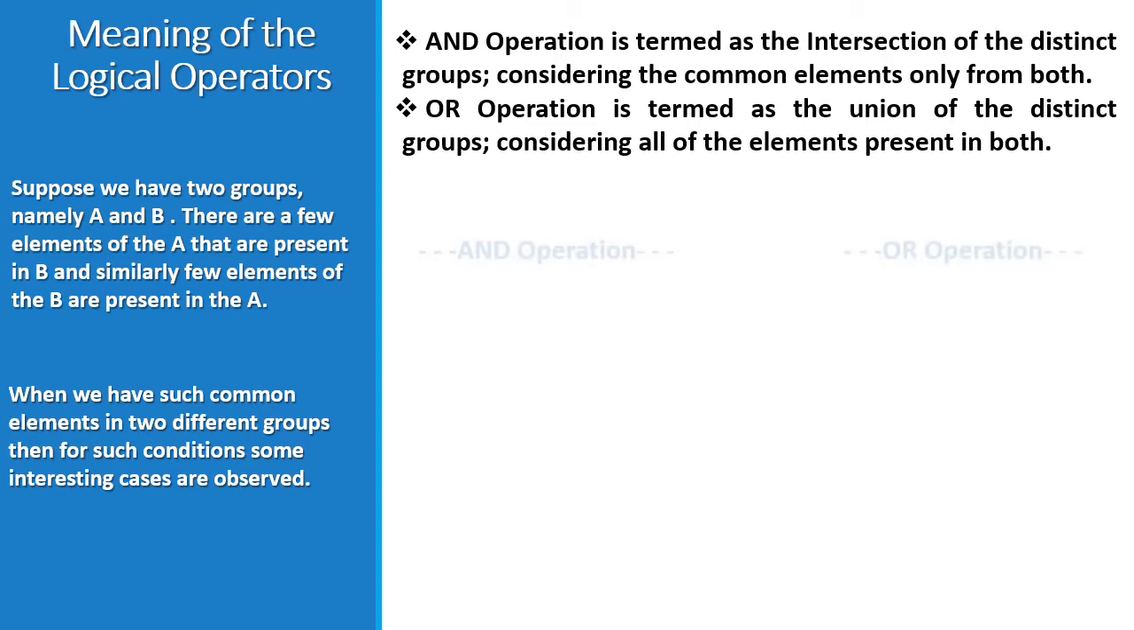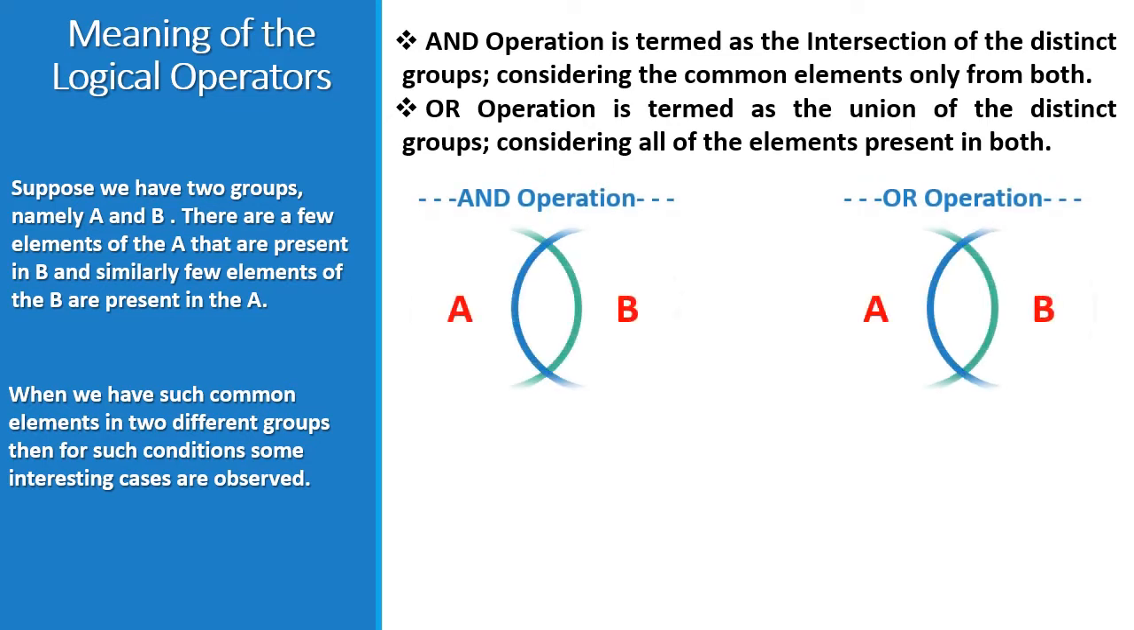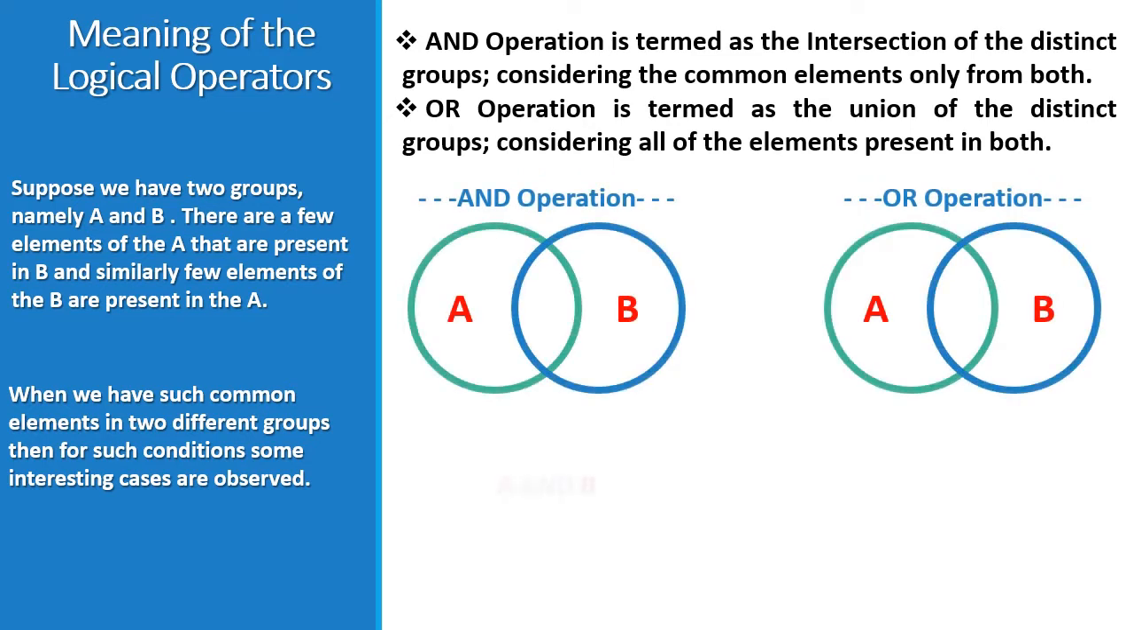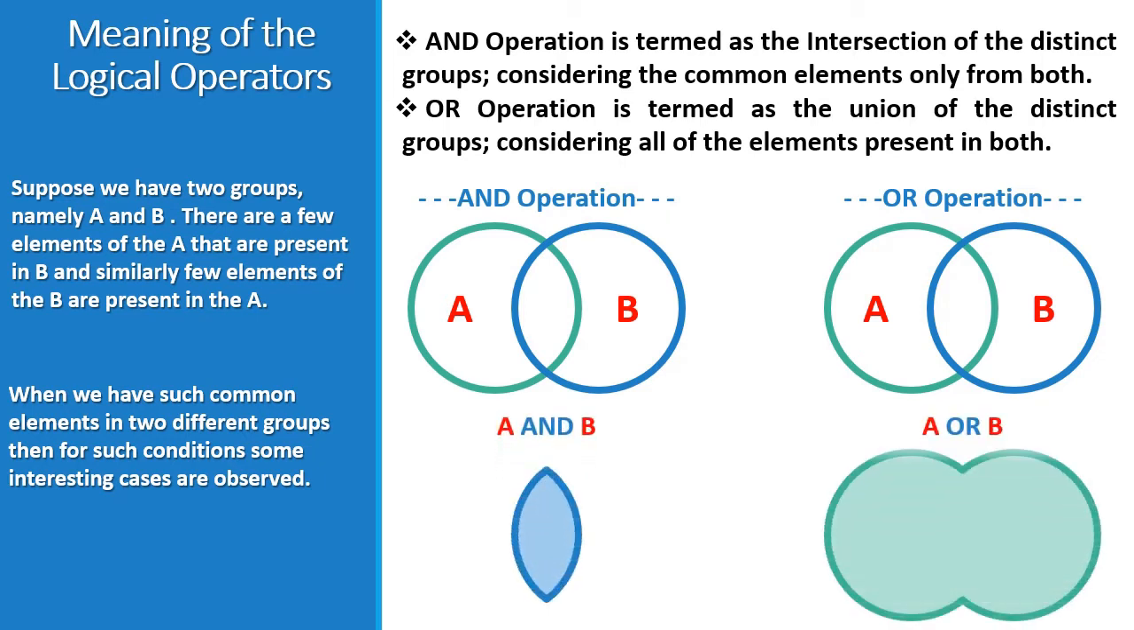Let's visualize this case. We have two operations, AND operation and OR operation. A AND B indicates A intersection with B. A OR B indicates A union with B.